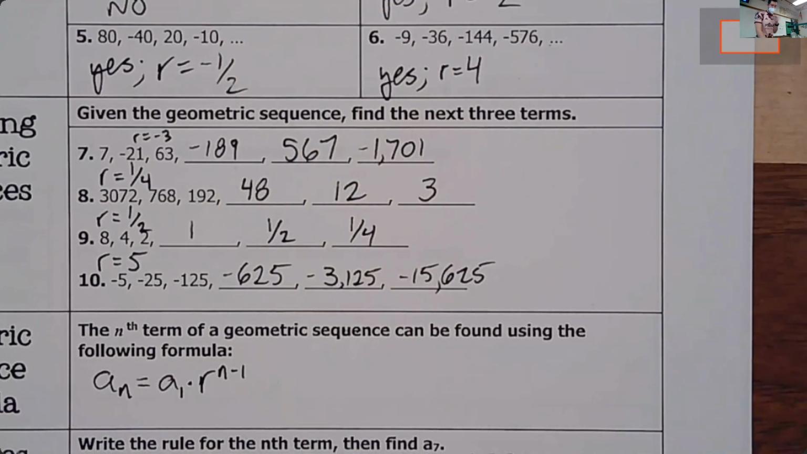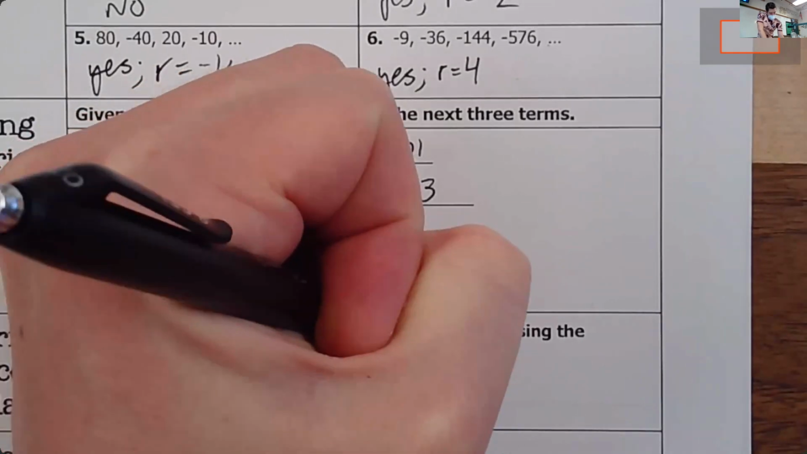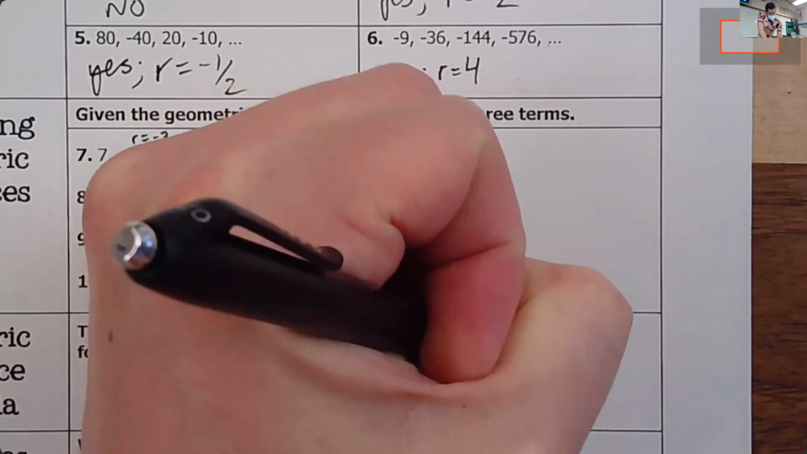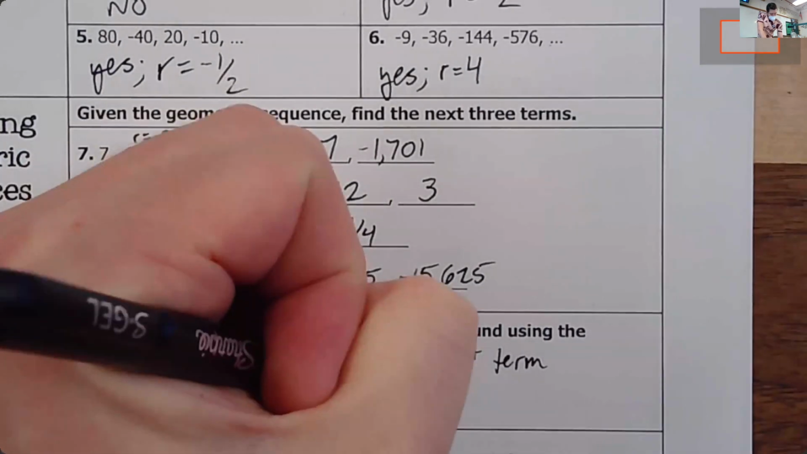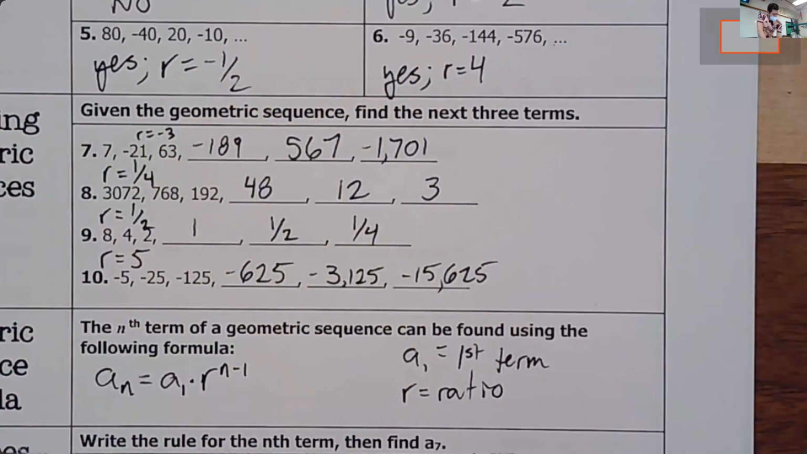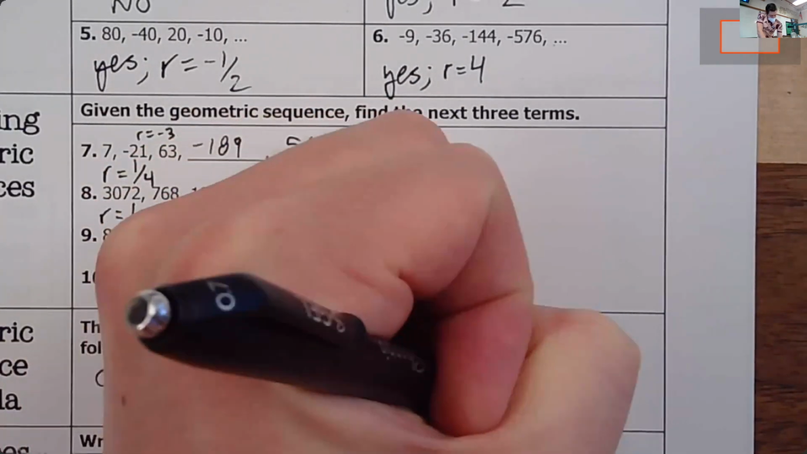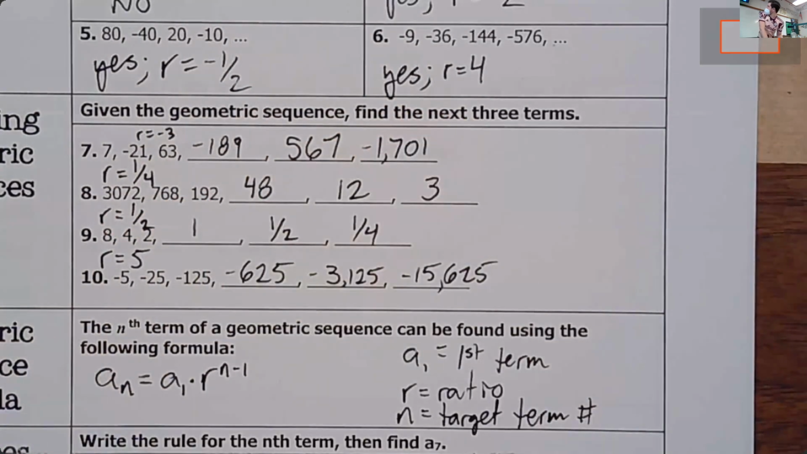So the a sub n is what we would call the nth term. A1 is the first term. And then r is the ratio. And then n is what we'll call the target term number. So it's the term number that we're looking for. That's what we're going for, that's what we're aiming for.